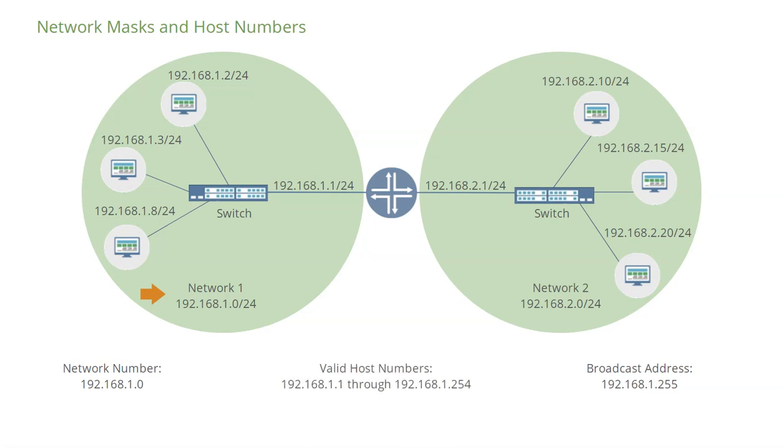Therefore, host addresses in this network can lie in the range that begins with 192.168.1.1 and goes up to 192.168.1.254. If you know the prefix length of a network, you can easily calculate how many individual host addresses are available on the network. The formula to calculate the number of hosts is 2 to the power of the number of host bits minus 2. You subtract 2 because the network number and broadcast address are reserved.